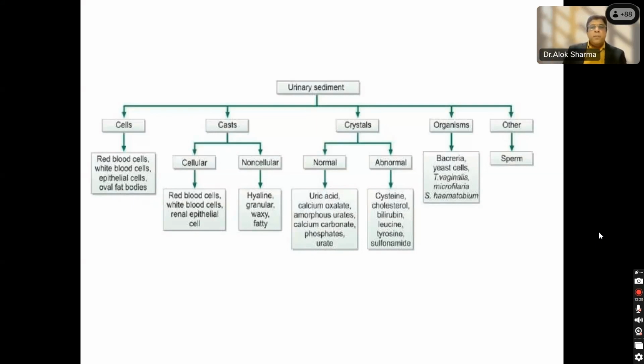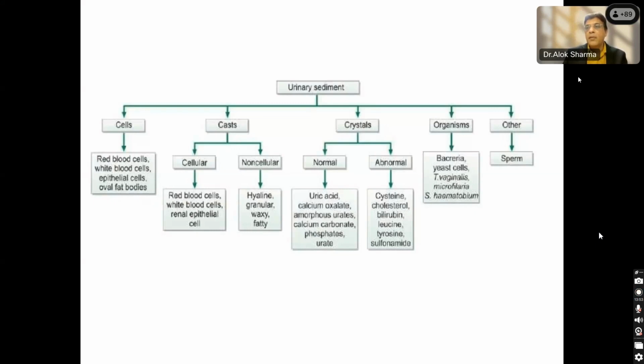So this I have already told you. But when you do a urinary sediment examination, it is a good idea to do it in a sequential or organized manner. Doing it in an organized manner means you look at each and every component one by one and try to do a comprehensive examination of the urinary sediment. So the first thing is we were talking about cells.